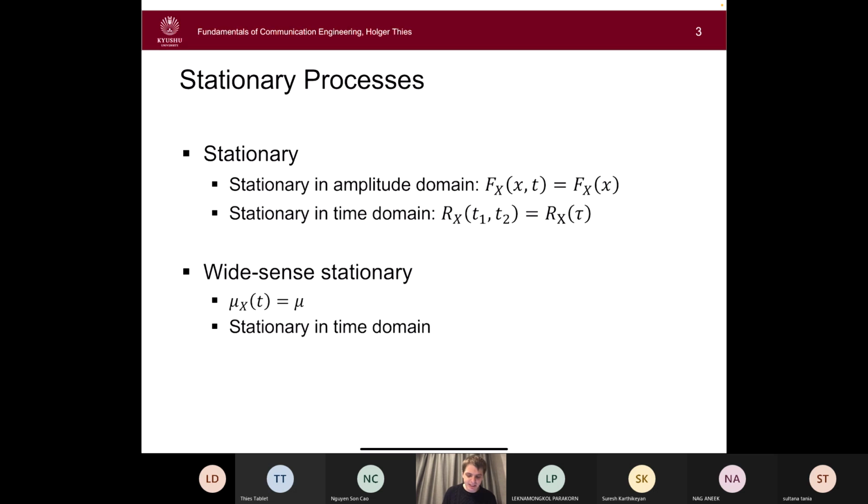So we defined what a stationary process is. In this lecture, we only use the notion of wide-sense stationary. So I will not repeat the first part. When we talk about stationary, it will always be wide-sense stationary. And that means that the mean does not depend on time. So for whatever t we take, we will get the same value. So the mean is just one fixed value, and it means stationary in time domain, which is that the autocorrelation function does not depend on the particular starting point, but only depends on the distance between the 2 points that we take. So here theta is t1 minus t2, right?